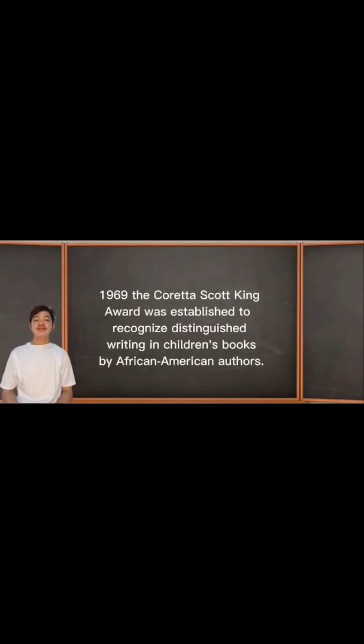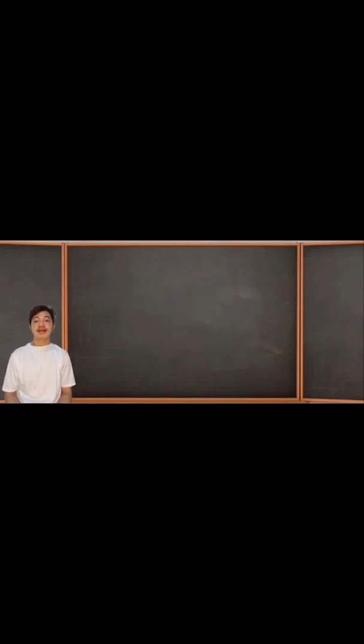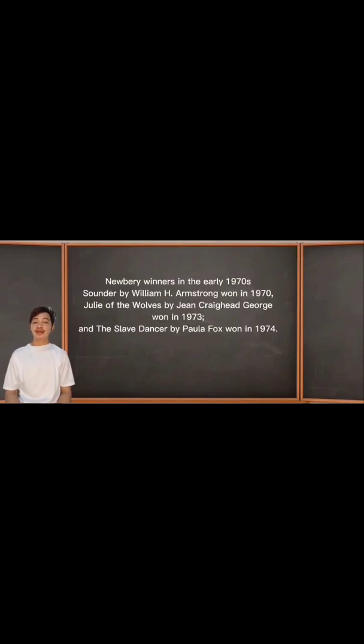In 1969, the Coretta Scott King Award was established to recognize distinguished writing in children's books by African American authors. Also, several books with multicultural protagonists or themes were chosen as Newbery winners. In the early 1970s, Sounder by William H. Armstrong won in 1970, Julie of the Wolves by Jean Craighead George won in 1973, and The Slave Dancer by Paula Fox won in 1974. Judging from this record, the establishment had accepted multicultural protagonists in award-winning books.